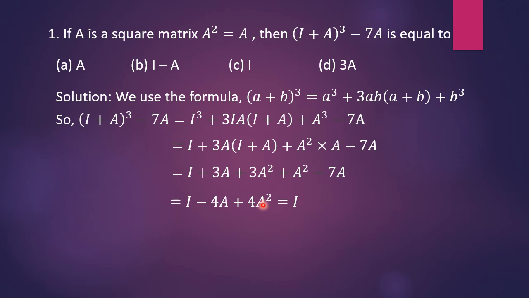Again substitute A square is equal to A. So this becomes minus 4A plus 4A. These two get cancelled. Then you will get the value of I. This is the simplified form of (I plus A) to the power cube minus 7A. That is option C here.